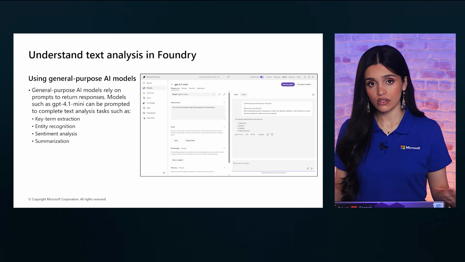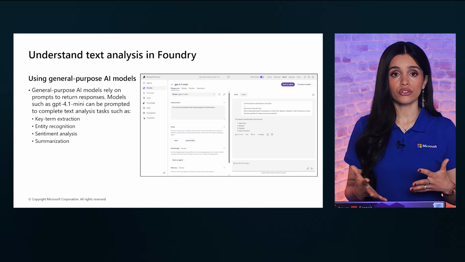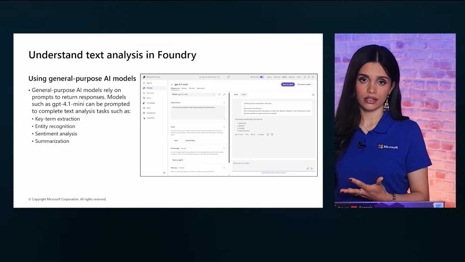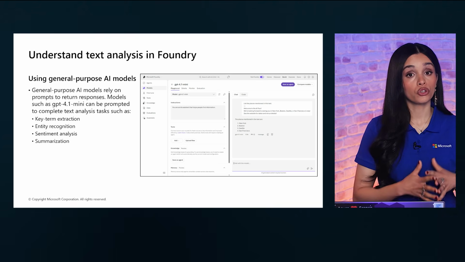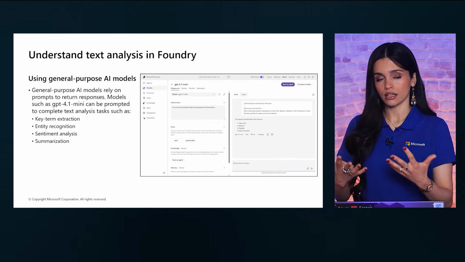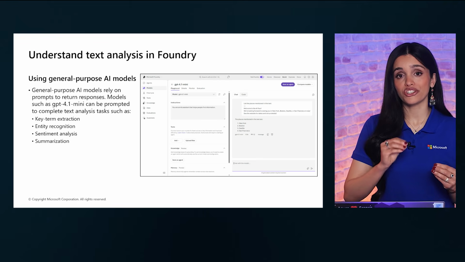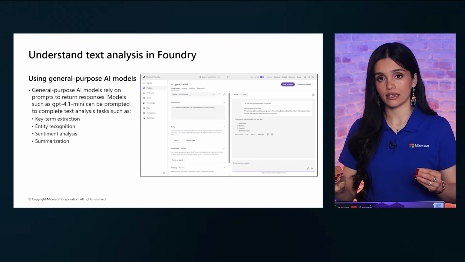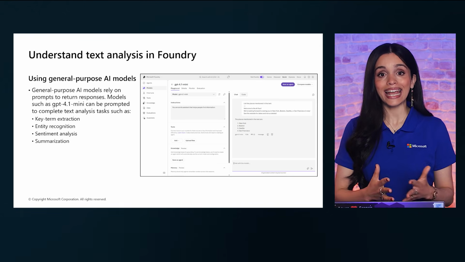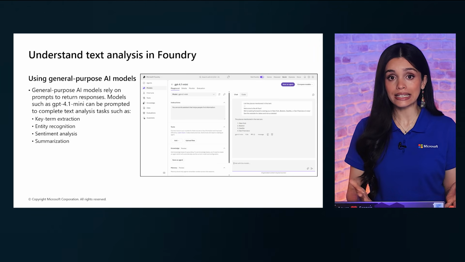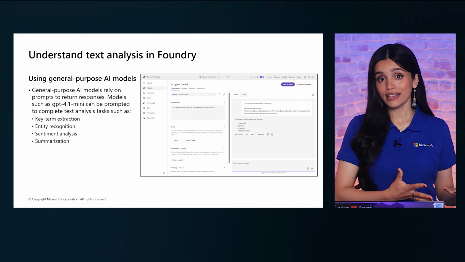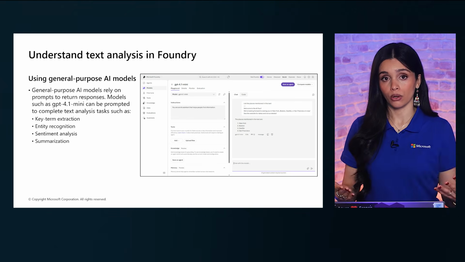General-purpose AI models in Foundry rely on natural language prompts to analyze text and return insights. You don't train them, you don't configure them, you just ask. Models like GPT-4.1 Mini are trained on massive amounts of text. Because of that, they can handle many text analysis tasks right out of the box. Everything is driven by plain prompts.